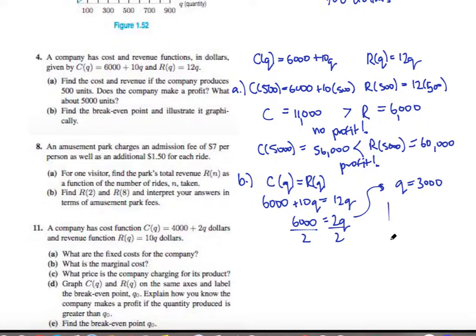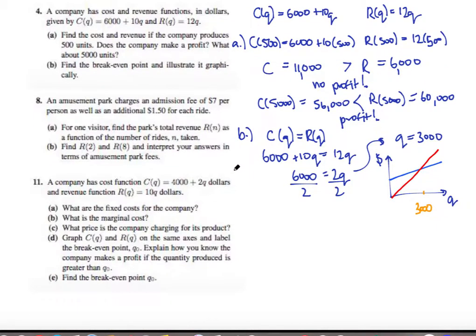How does it look graphically? Well, if I put both of these on the same graph, so I have just money on the vertical axis as opposed to specifically cost or revenue, then this is going to look where my cost starts at 6,000 and increases by 10Q. So we'll say it starts about right here and then increases. And then my revenue starts at 0, but increases at a faster rate. So it should look something like this. And the point where these two intersect should be when Q is equal to 3,000. And that's all we need to do to illustrate this graphically.